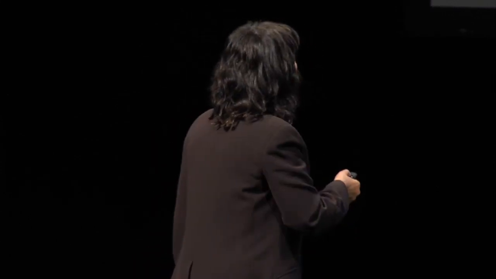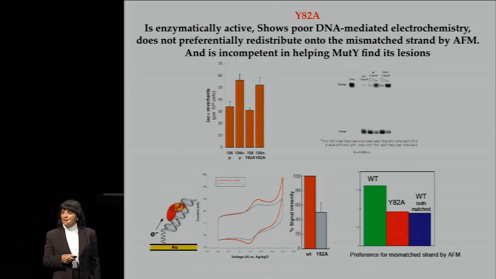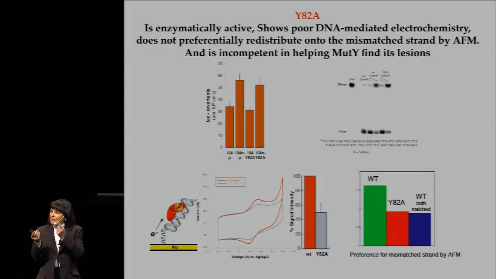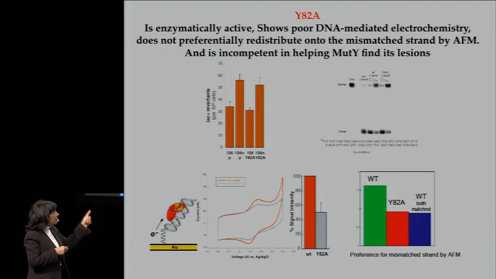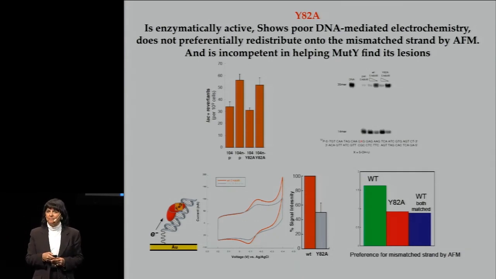But then you look at another mutant. Now let's look at a mutant, Y82A, which is enzymatically active as an endo-3, but it can't do electron transfer. And when you add the plasmid encoding that, you do not restore the low mutant count. So it looks as if they're talking to each other, and they're talking to each other by electron transfer. If you look at Y82A in Pam's AFM assay, it also can't find the mismatched strand.